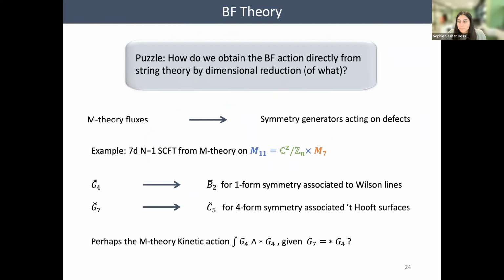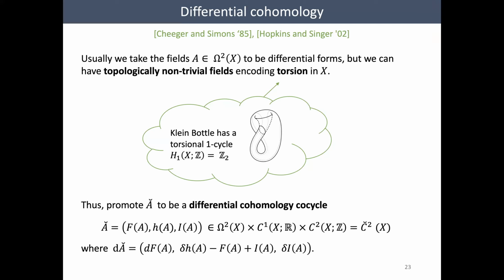Sorry, can I ask another question? What is delta here? D is the de Rham differential, and delta? Delta would be the co-boundary map of these chains. I see. Thanks.